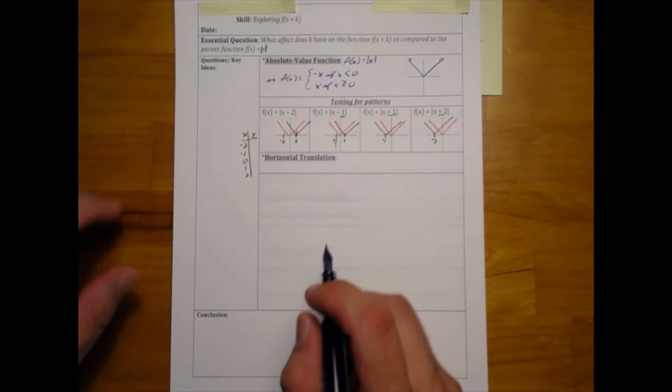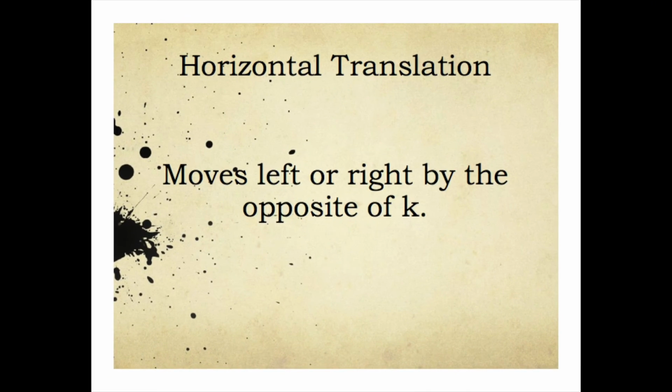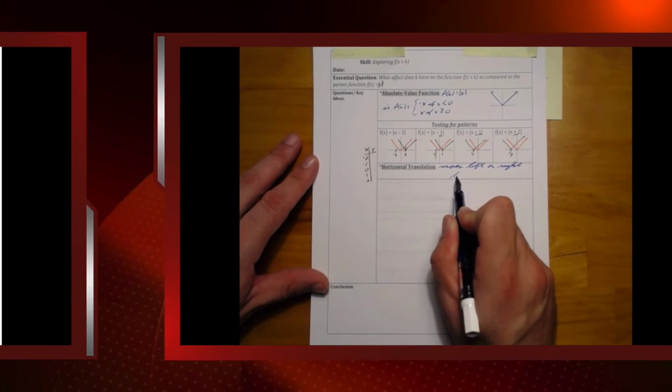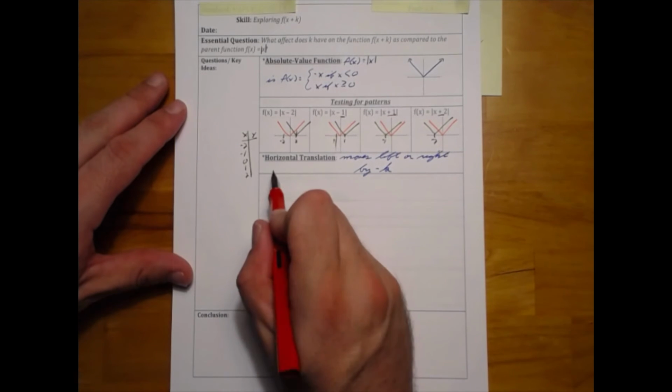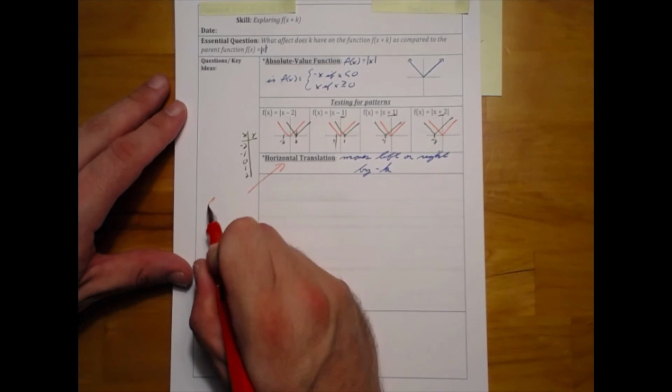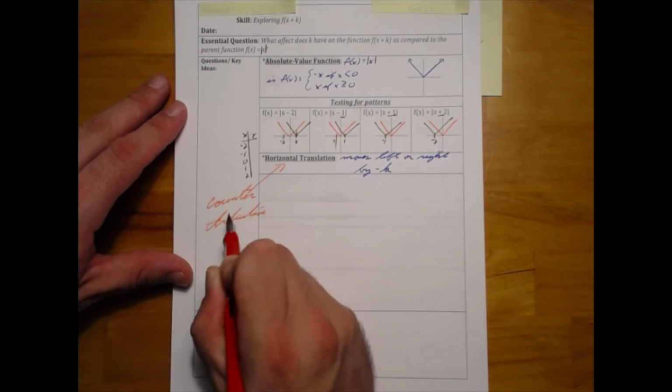This now brings us to a horizontal translation. That's where the graph moves left or right by the opposite value of k. Those horizontal translations moving in the opposite direction, that's completely counterintuitive from what we've seen in the last lesson. So this is a good keynote for us to keep track of.